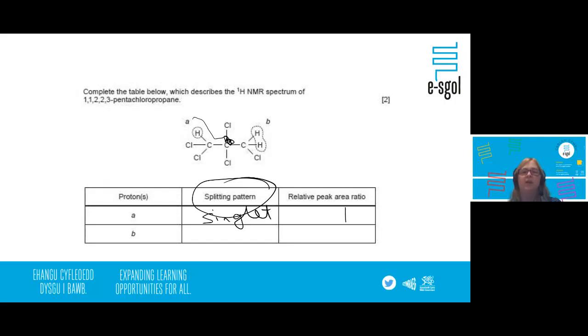In the same sense, if you look at this one, the only difference in this case is that there are 2 of that type. So the relative peak area ratio would be 2 this time. But again, if you look at what's neighbouring it, it's neighbouring the same one again. It's got no protons on the neighbouring carbon. And therefore, again, it would indeed be a singlet.